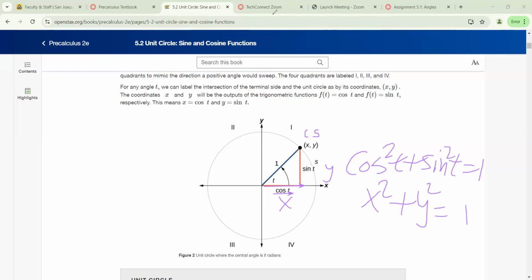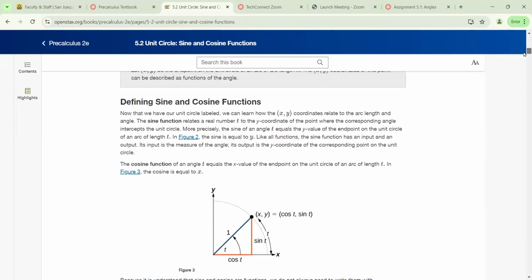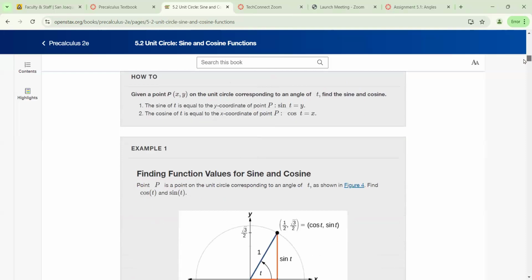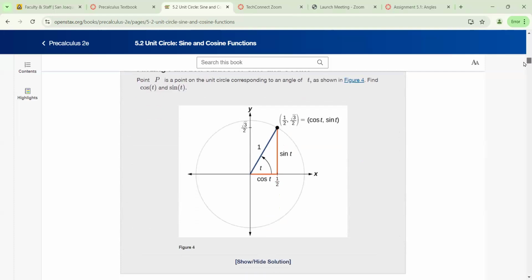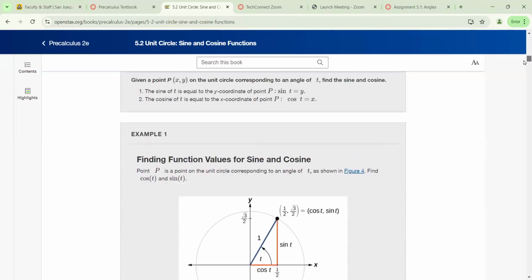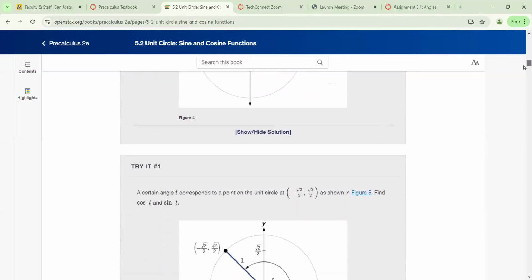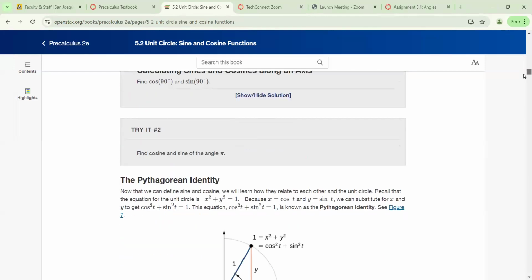So now taking us forward from here, we're gonna have different angle measures like 30, 45, 60, 90, and all that. And for those angle measures, we're gonna be finding the values of cos and sine. Now, one more thing, where is this coming from? The 1/2 and square root 3/2. And all those we're gonna be talking about in this unit circle.